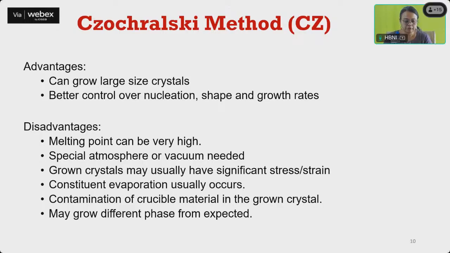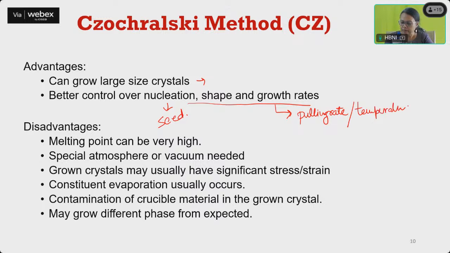So first, before going ahead, what are the advantages of Czochralski? It can grow very large size crystals and gives better control over nucleation, shape and growth rates. Nucleation is controlled by the seed. And shape and growth rate, we will be seeing, are dependent on the pulling rate, and also dependent on the temperature of the melt.